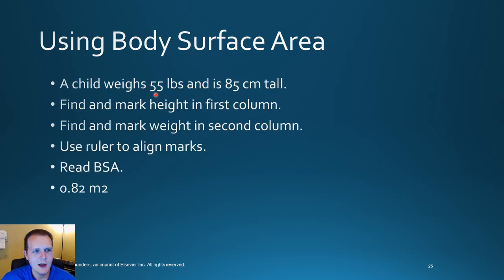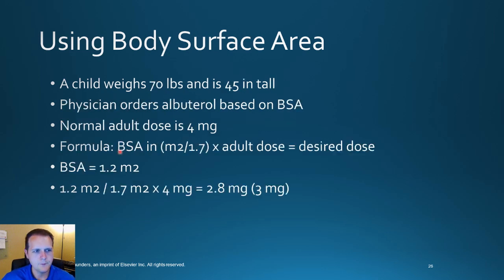But let's say we have a child that weighs 55 pounds and is 85 centimeters tall. Basically, you would mark off their height on the first column on the left side of that nomogram. You'd find and mark off their weight in the second column, and then use that ruler to align the marks, and you get the BSA. And let's say it comes out to be 0.82 meters squared.